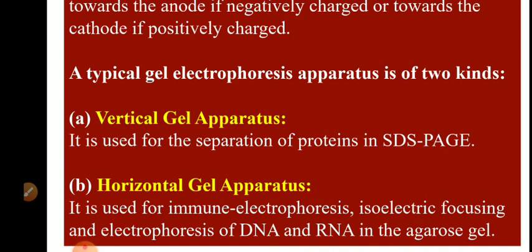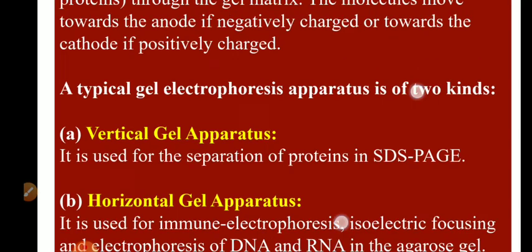Now, a typical gel electrophoresis apparatus has different types depending upon whether you perform it vertically or horizontally: vertical gel electrophoresis or horizontal gel electrophoresis. Vertical gel electrophoresis, also called slab gel electrophoresis, is especially used for separation of DNA molecules like plasmid DNA, genomic DNA, and restriction digestion of DNA. Horizontal gel electrophoresis is used for immunoelectrophoresis, isoelectric focusing, separation of DNA, RNA, restriction digestion of DNA, isolation of plasmid DNA, etc. Vertical gel electrophoresis is especially used for separation of proteins, that is for SDS-PAGE.